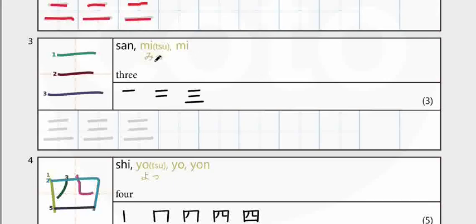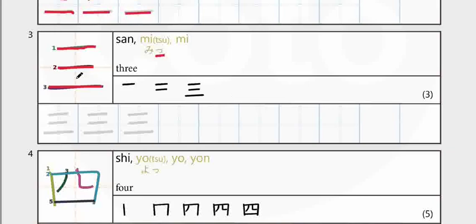Again, you can add the counter tsu, so it becomes mitsu, the third of something. It is made up of 3 strokes. The first, horizontal line. Stop. The second, horizontal line. Stop. The third, horizontal line. Stop. Great. Was this easy? Of course it was. Just remember that the second one is the smallest of all.